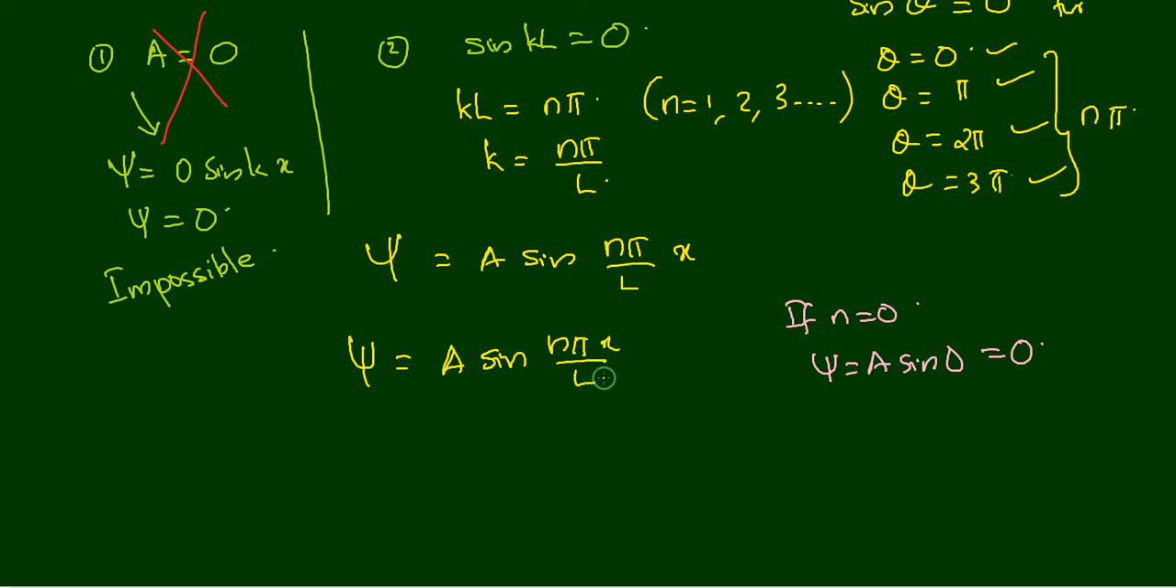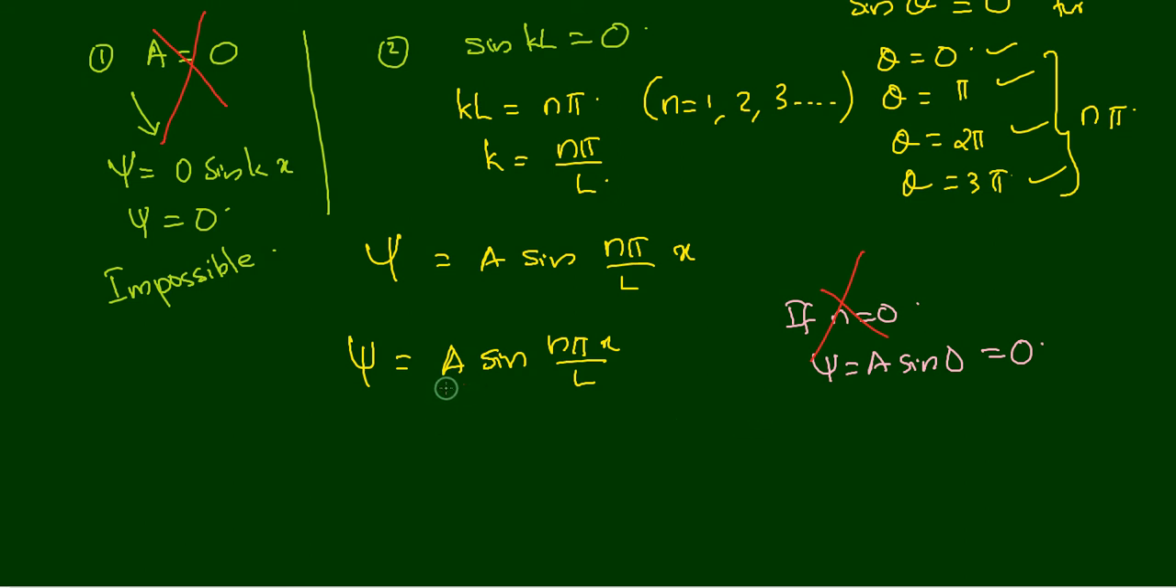The particle cannot escape the box. The particle should be somewhere inside the box. Therefore this is not possible. Psi is equal to 0 over the entire value of x is not a possible condition. That is why n is equal to 0 is not allowed. Then what are the possible values of n? 1, 2, 3, etc. only.